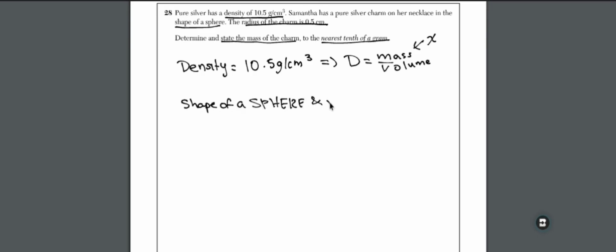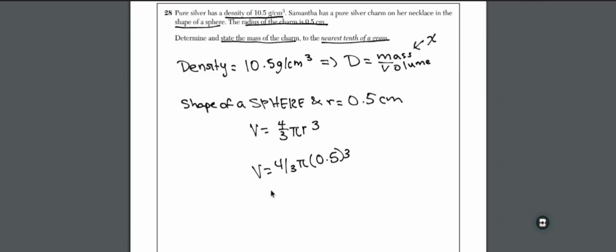And I know that my radius is 0.5 centimeters. So I'm going to be using the formula of a sphere for the volume, which is V equals 4/3 pi r cubed. So when I put that in, I have V equals 4/3 pi, my r is 0.5 cubed, and what I get that to be is 1/6 pi.